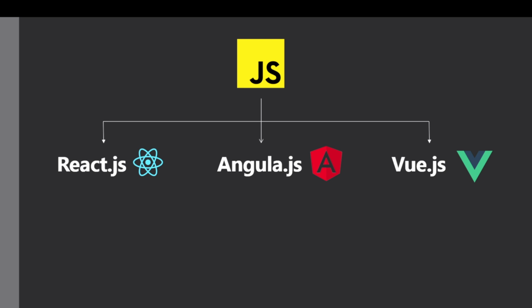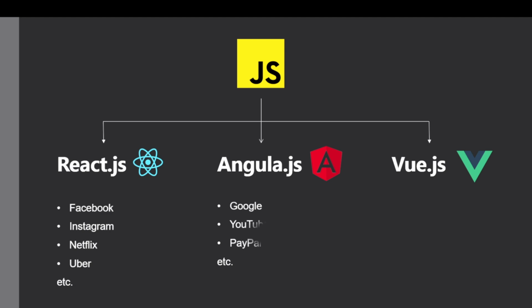Now, check out the big company names using these tools. React.js is behind the websites of Facebook, Instagram, Netflix, and Uber. The cool sites of Google, YouTube, and PayPal rely on the Angular framework. And Vue.js does its thing for Alibaba, Xiaomi, Adobe, and Grammarly websites.